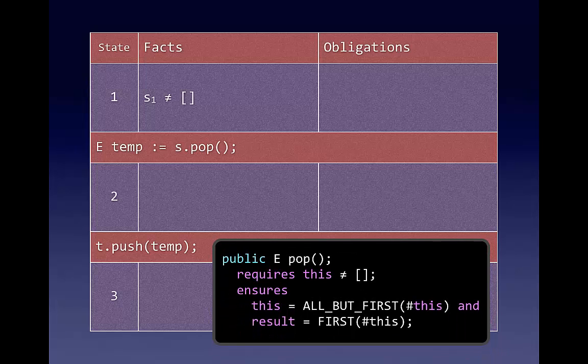Since we are calling the pop method, we have an obligation to prove that the requires clause is true. In this case, since we're calling the pop method on variable s, we have an obligation to prove that s is not empty. We write this as an obligation in state 1 before the call to pop.